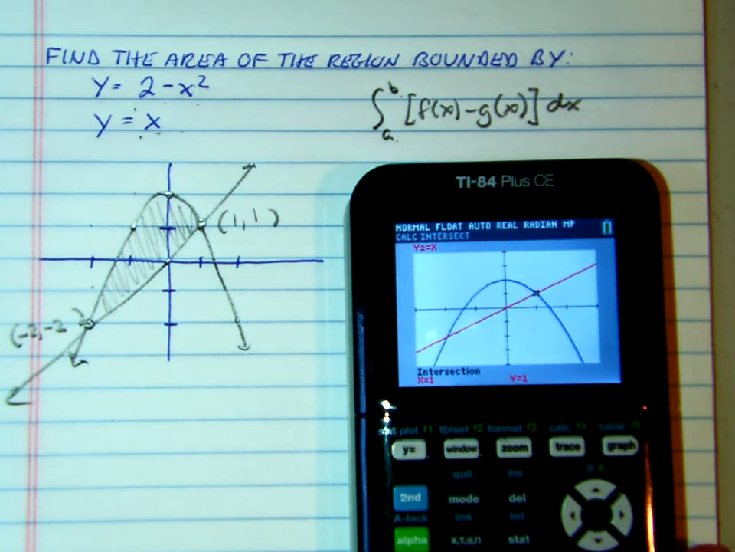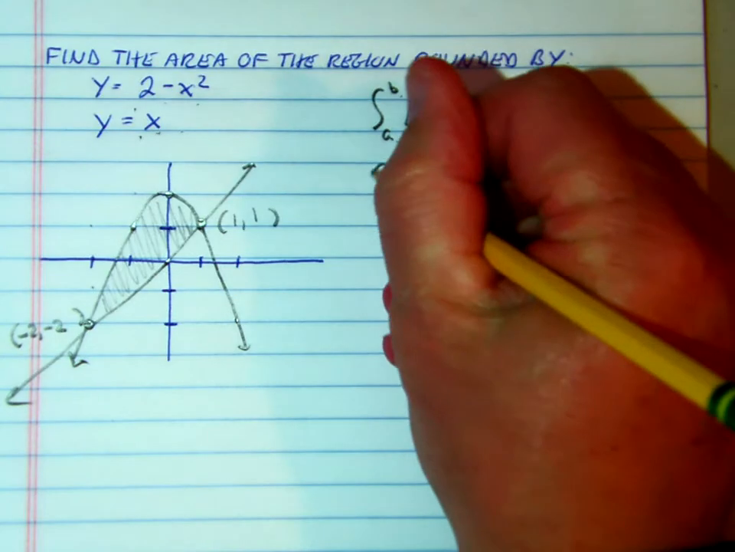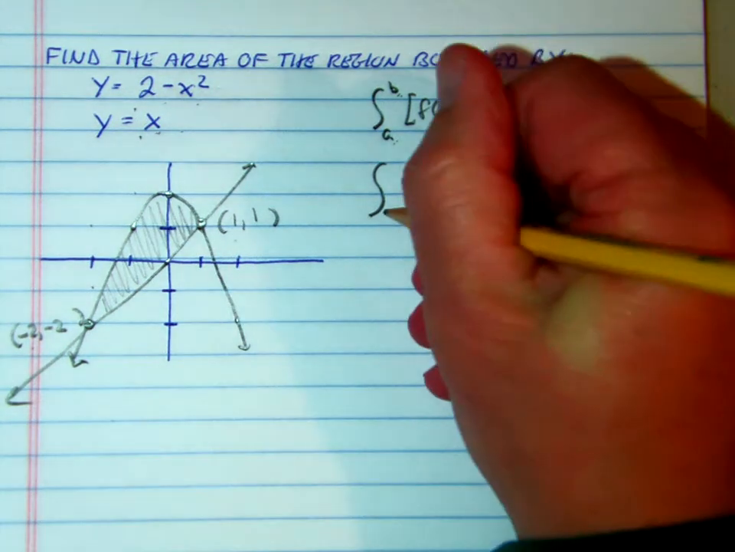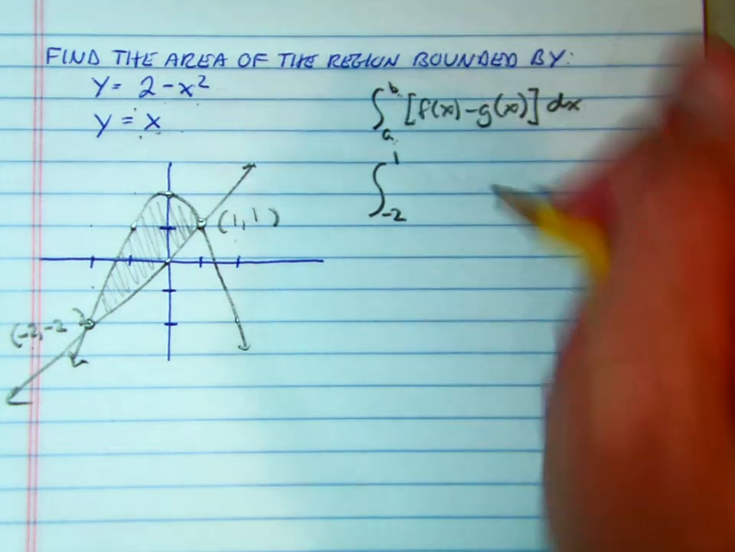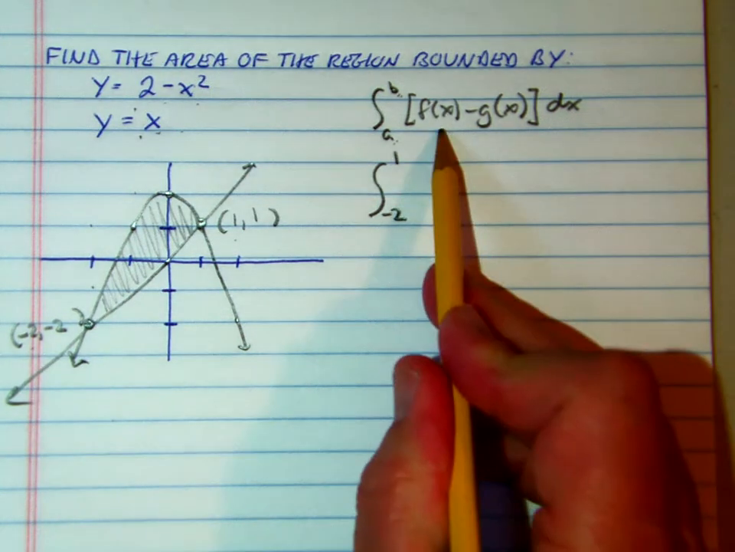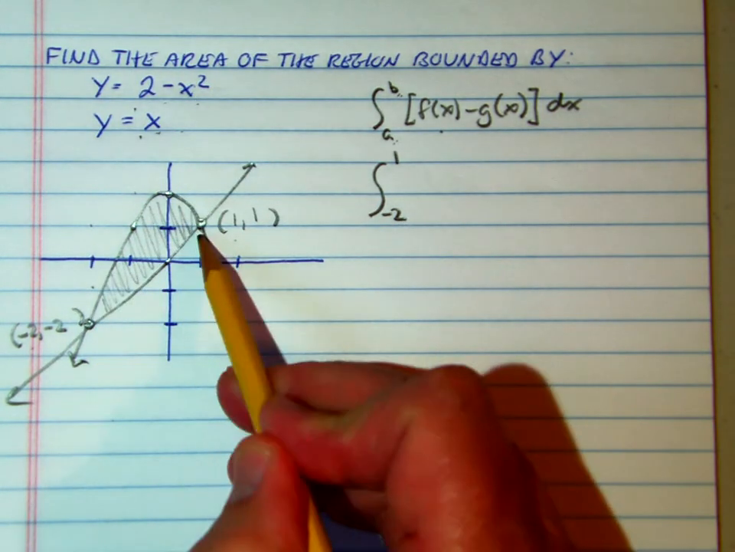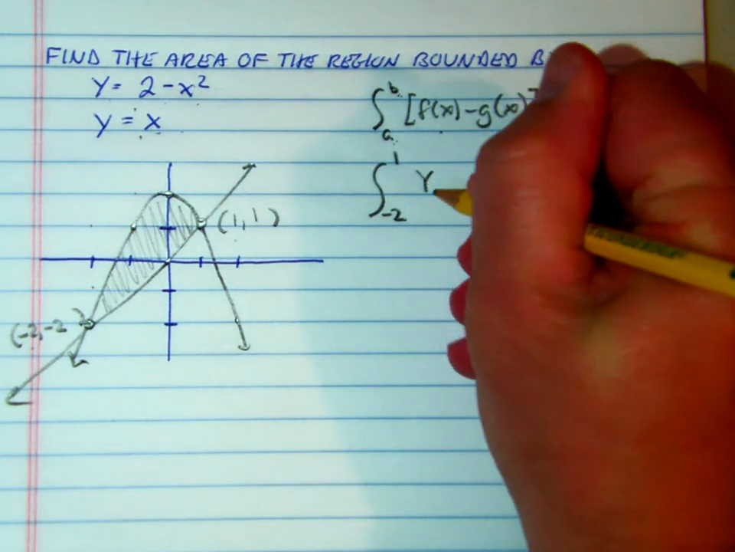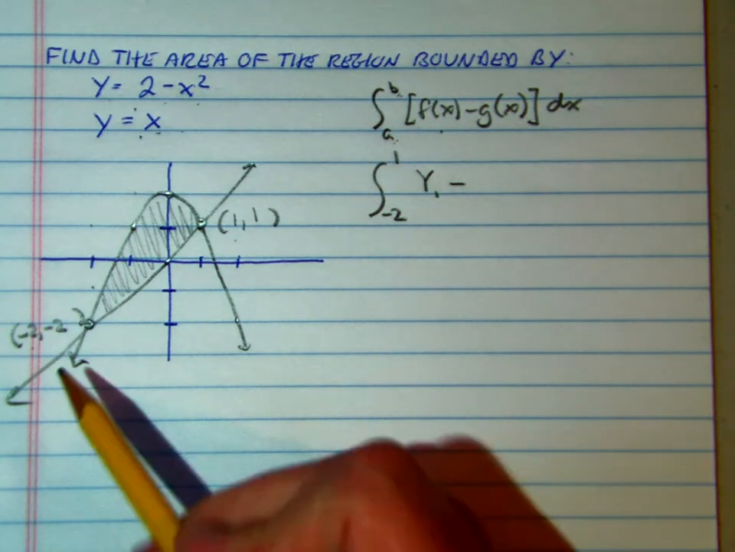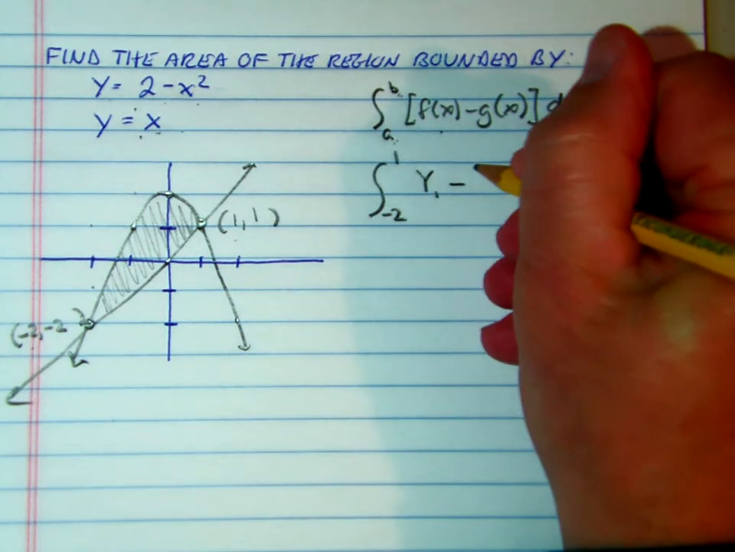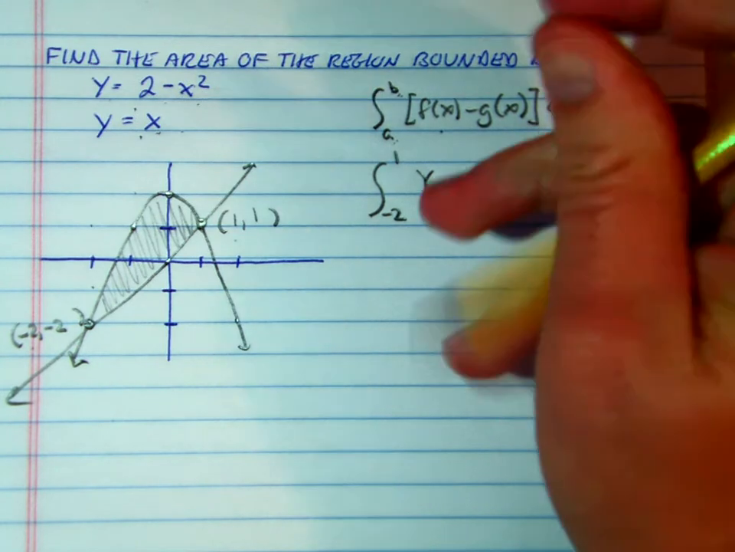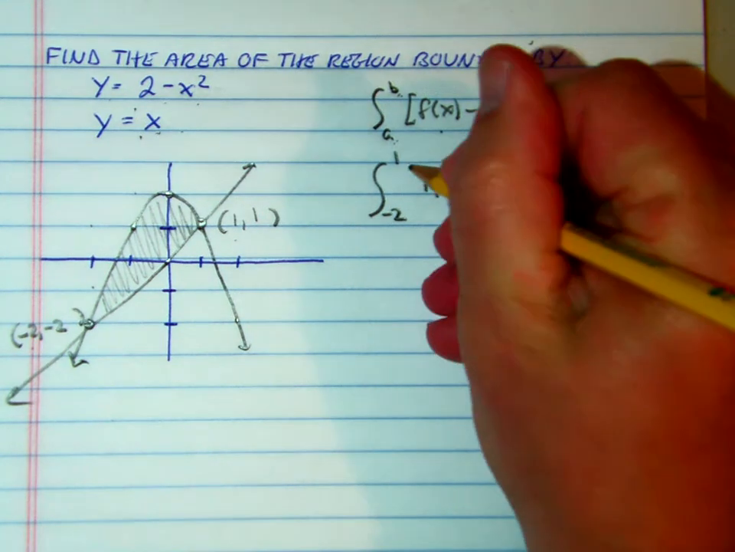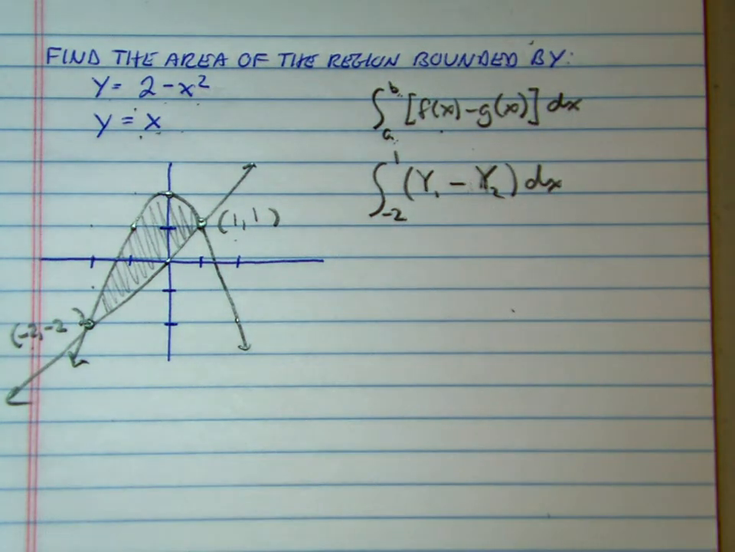So going back to our formula for a moment, those a and b values are going to represent those x coordinates. So we're integrating from -2 to +1. The f of x is referring to the top curve. That's the parabola. So as I have it in my calculator, that's my y1. The g of x refers to the bottom curve, which is the linear. As I have it in my calculator, that's my y2. And integrating with respect to x.